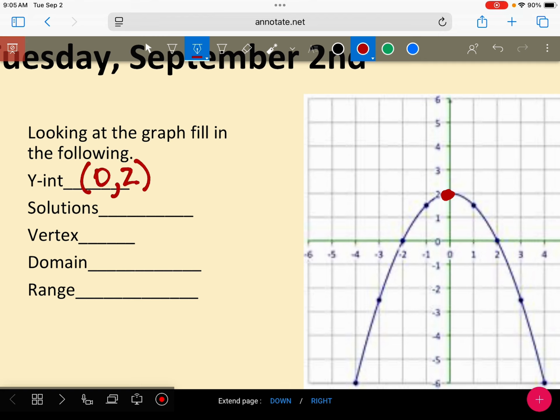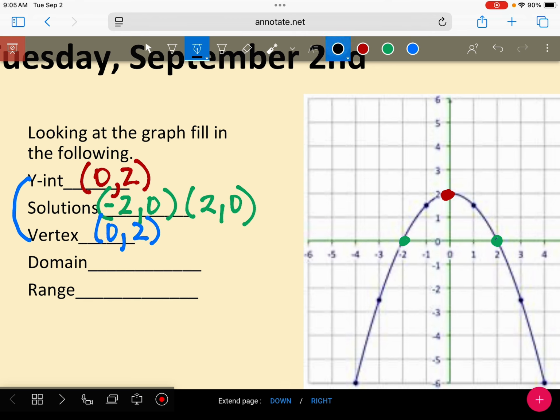Solution, that's where it crosses through the x-axis. So that's here and here. So that would be (-2, 0) and also (2, 0). Now it just so happens that these two are the same. The y-intercept is the highest point, so that would be (0, 2).